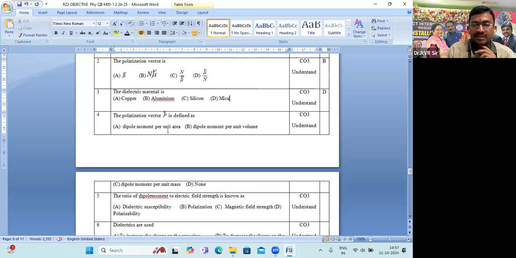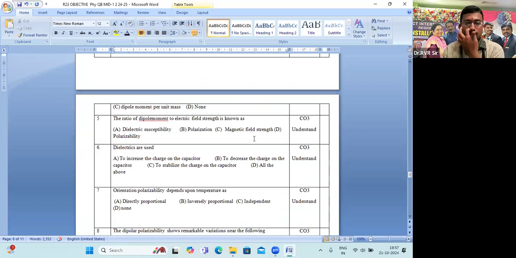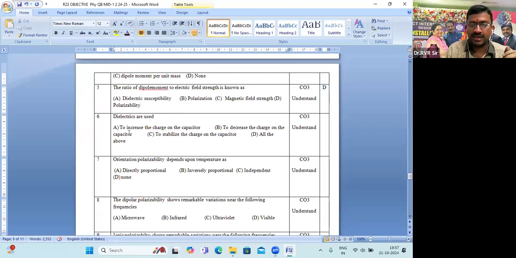The polarization vector P is defined as, this is the direct definition, option B, dipole moment per unit volume. Now the ratio of the dipole moment to the electric field strength is known as one more definition, option D, polarizability. Dielectrics are used to increase the charge on the capacitor. So all of the above is the right answer.